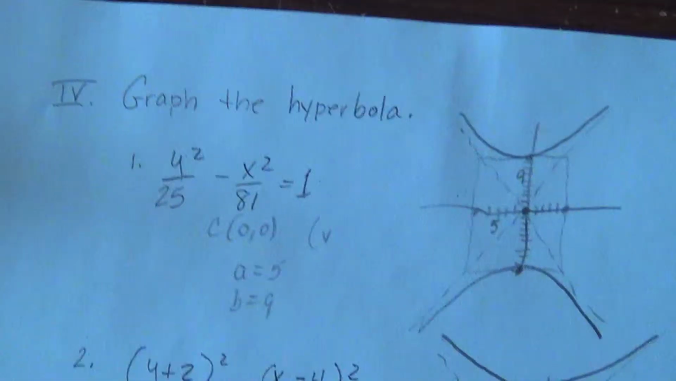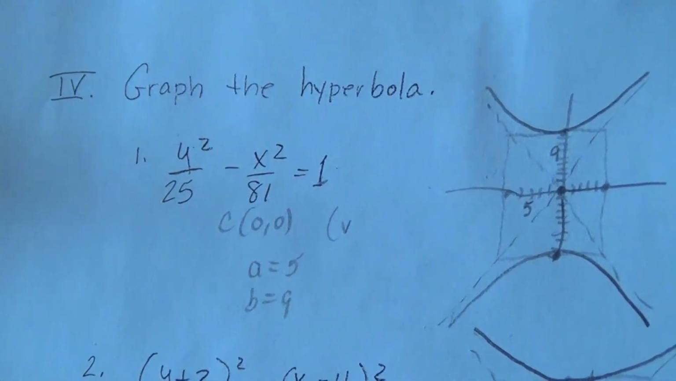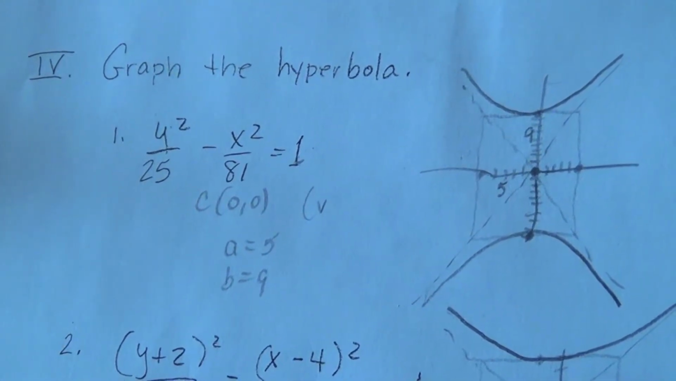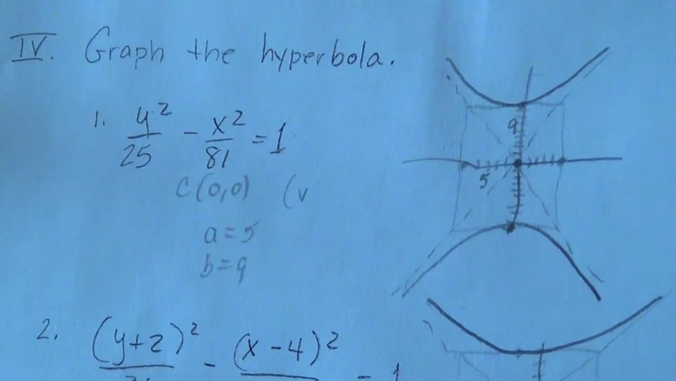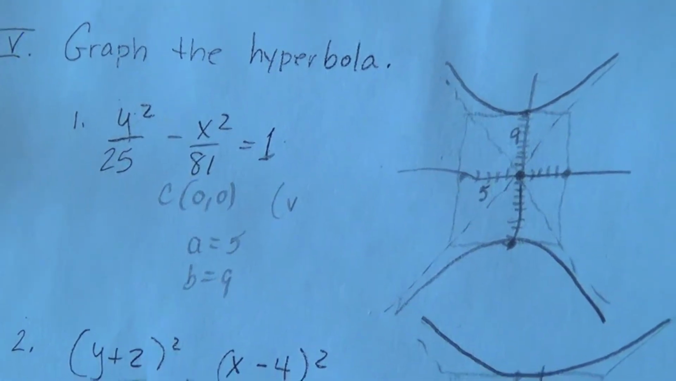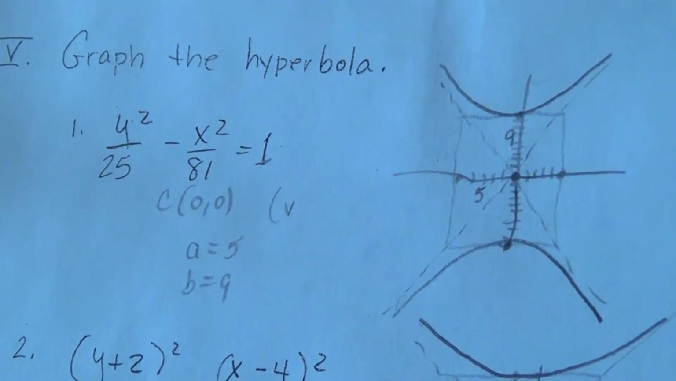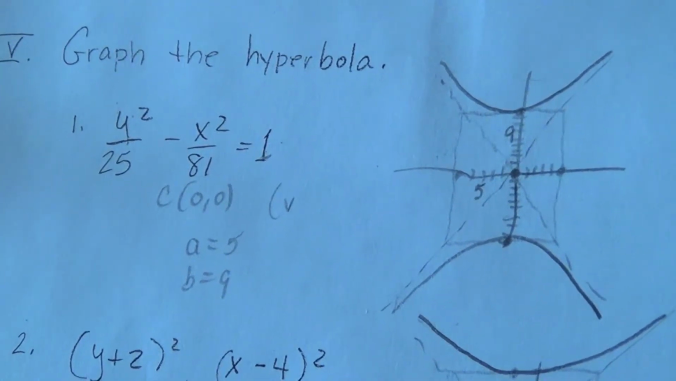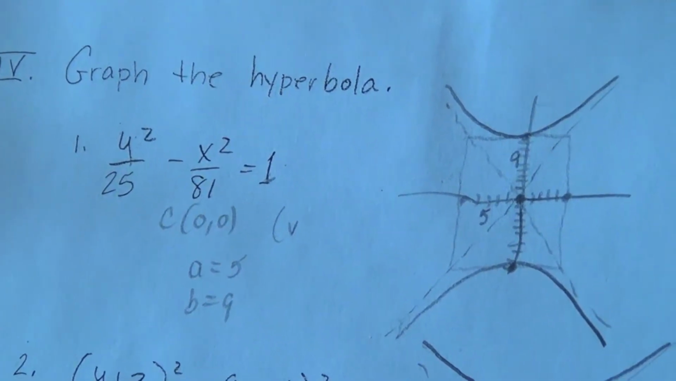So looking at number 1 under part 4, the hyperbola, we have the center at what? 0, 0. Very good. Is this horizontal or vertical? It's vertical, because the y squared is positive. So that's how you determine with hyperbolas. I just come up with A and B, and I know that the A is always under the first term. So A is what? 5. And B? 9. Right.